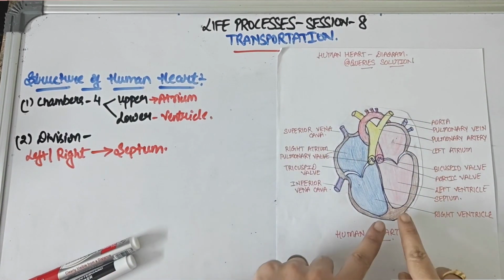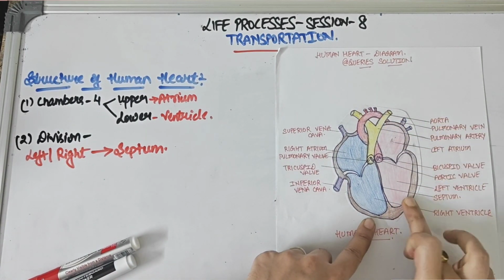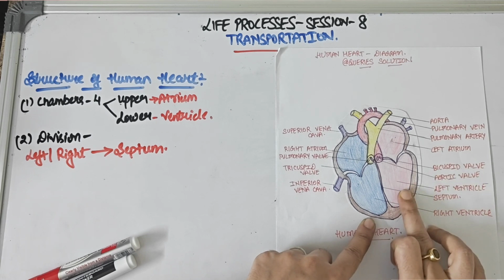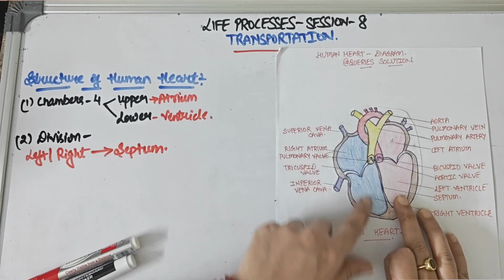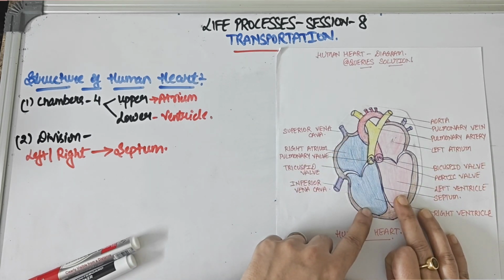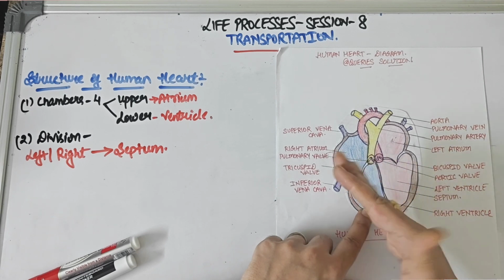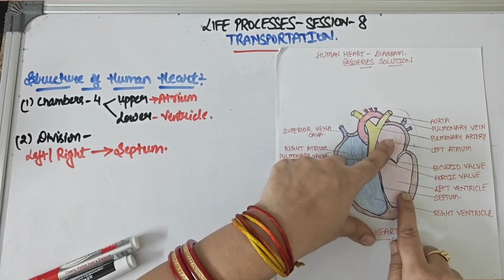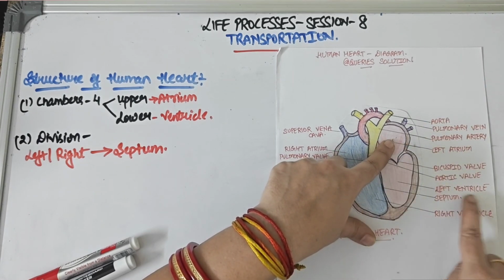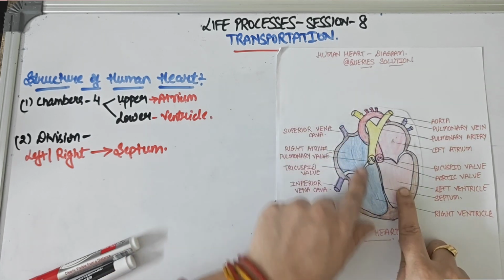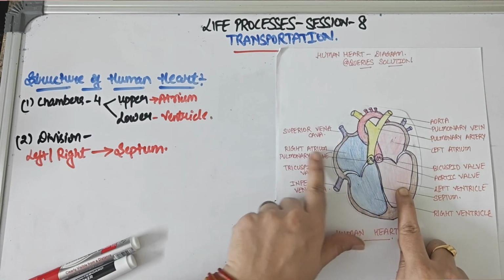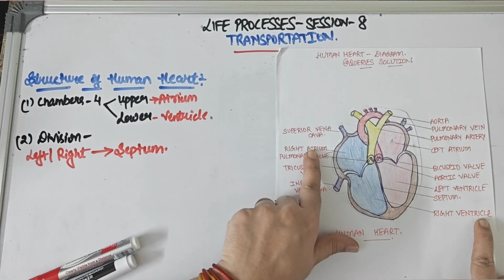Looking at this picture over here, this part that you can see is colored pink, and this part that you can see is colored blue. And what does this suggest? This is the left part, which is why I've written left atrium and left ventricle, right? And this is the right part, which is the right atrium and the right ventricle.